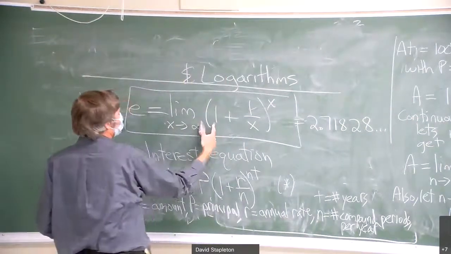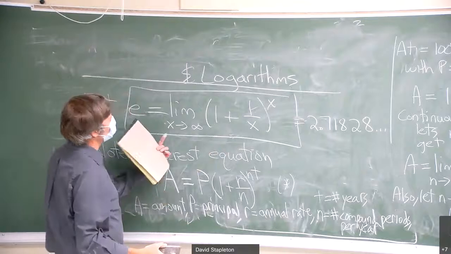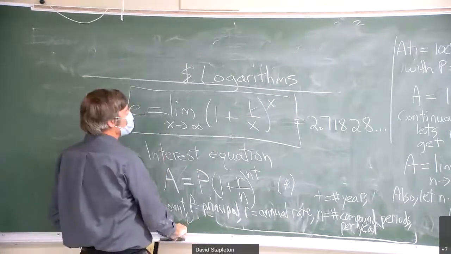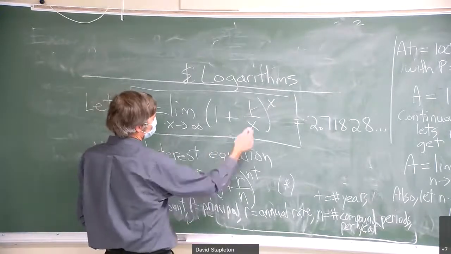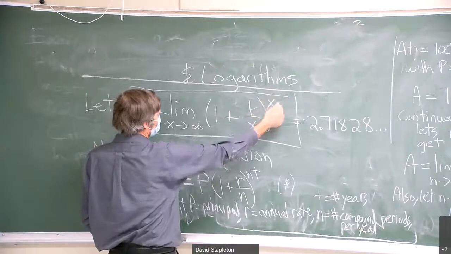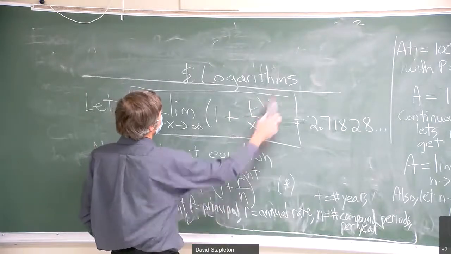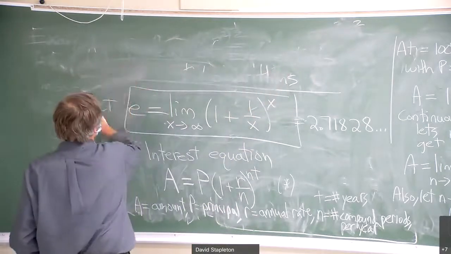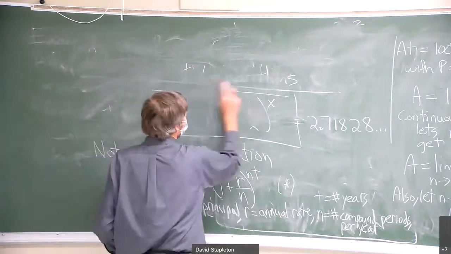So this is a useful formula. Now the book gives it two other ways too. You can also let x go to 0 from the right, or let this be 1 plus x to the 1 over x, for instance. So it gives some alternate definitions in there. I like this one the best because it looks like compound interest.